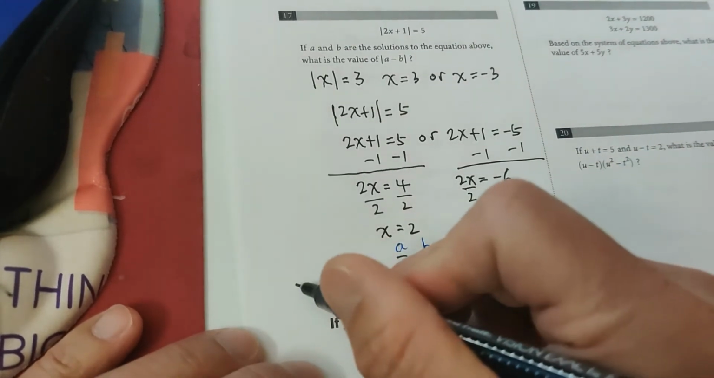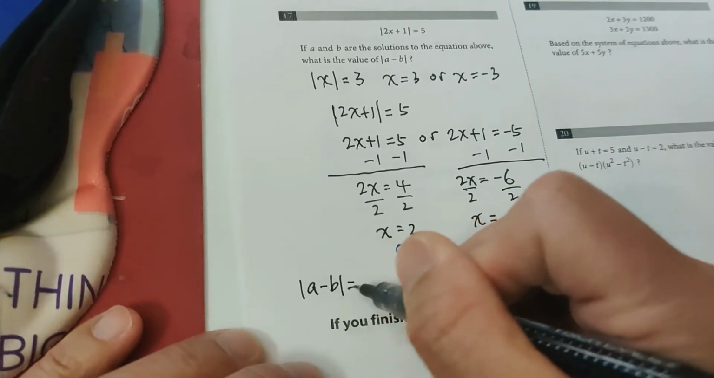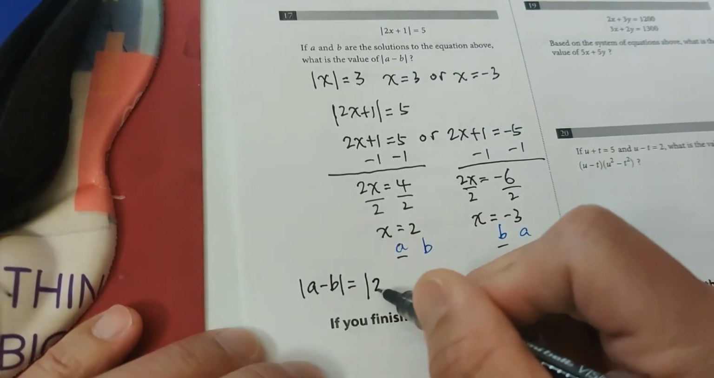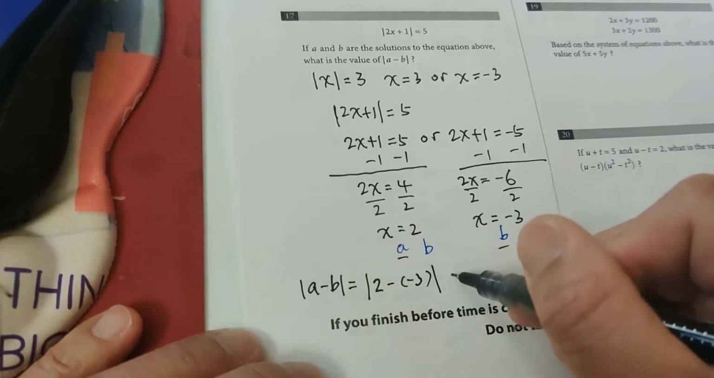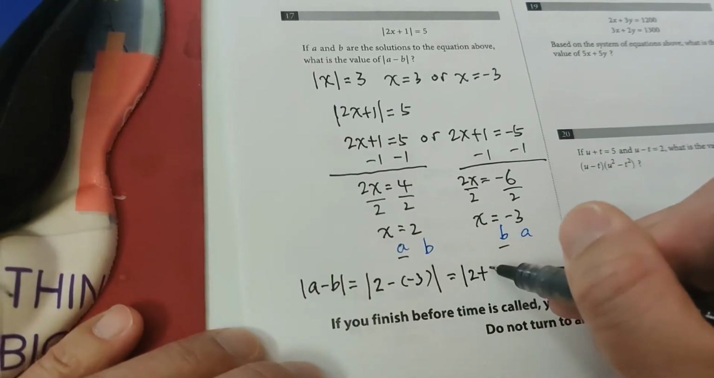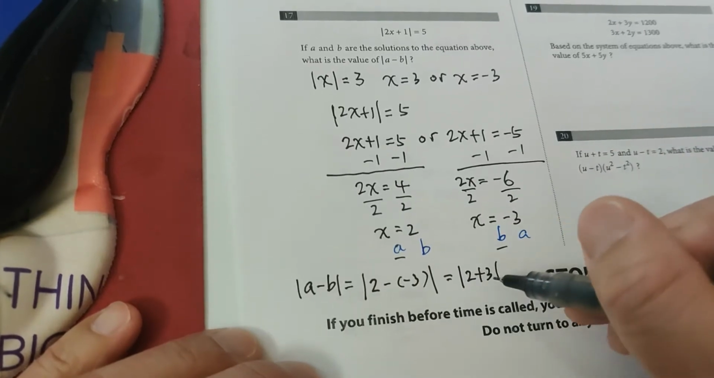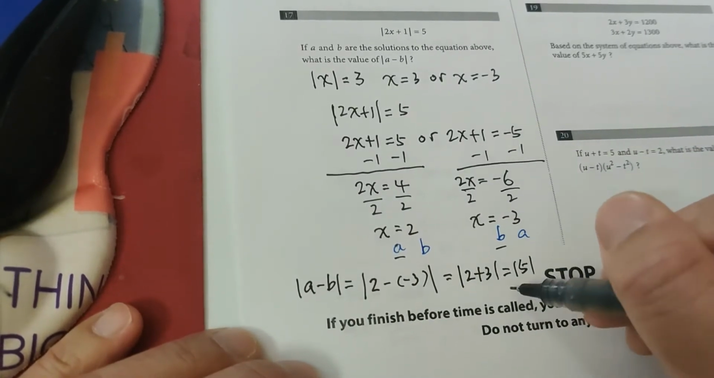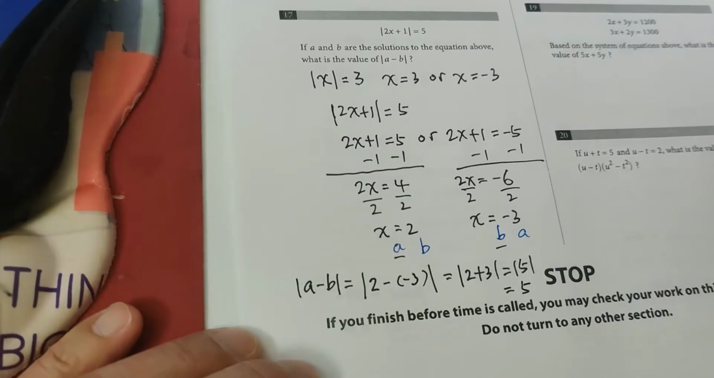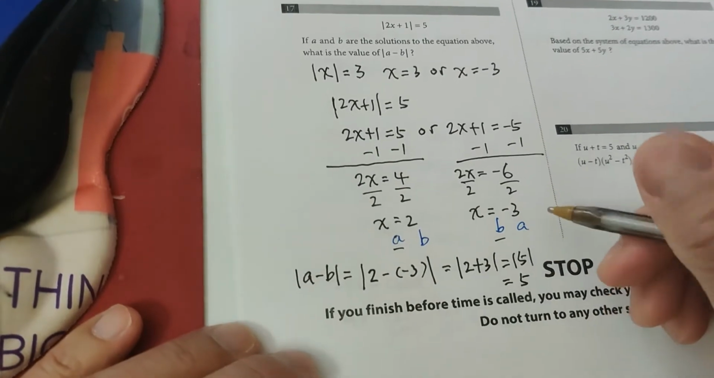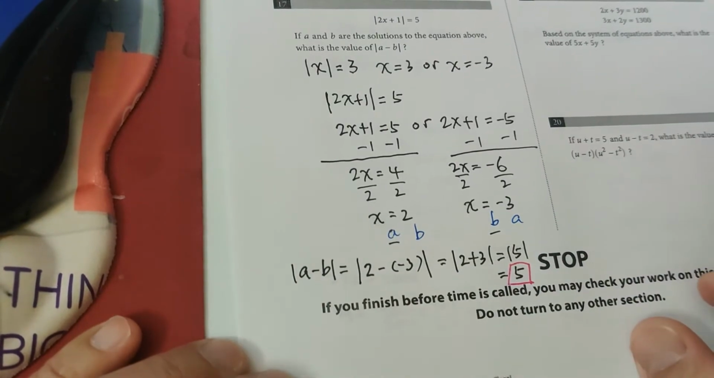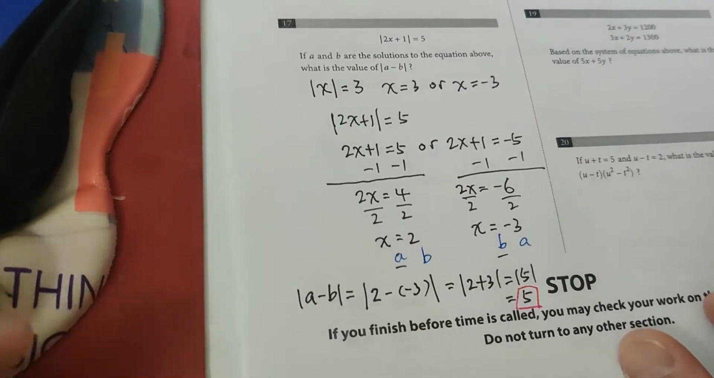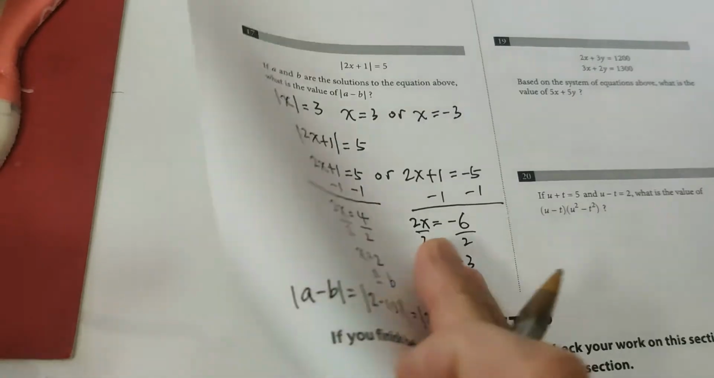Okay, so a minus b would be the absolute value of 2 minus negative 3, and you're going to have absolute value of 2 plus 3, which is absolute value of 5, and eventually is 5. So that is the answer. The answer is 5. Okay, that's for question 17. Right, let's move on to the next question.